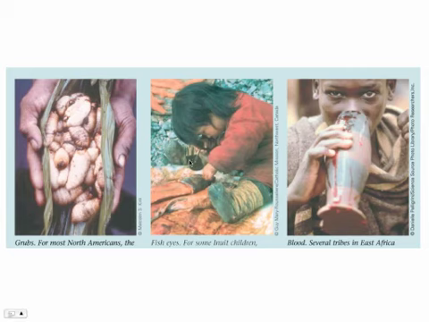You've got grubs for many North Americans. These are really disgusting looking to many of us. Larvae, you would eat these kind of things? Are you crazy? But this is a food staple for some cultures. Some Inuit children eat fish eyes. That's good eating if you're an Inuit child.